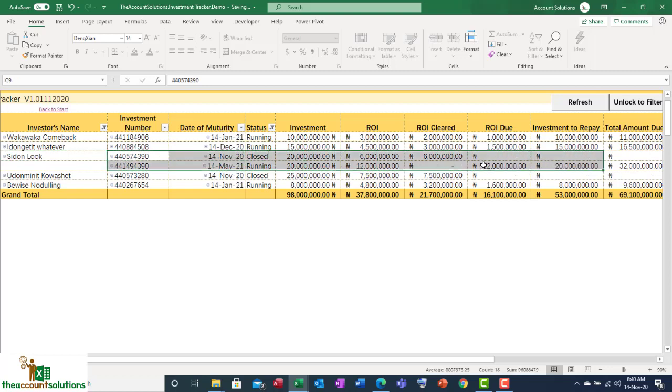You can see them. While one ROI has been cleared, the other one ROI is yet to be cleared. So we are owing this ROI, this investment. Total ROI plus investment owing is 32 million. Total ROI plus investment we are owing is 32 million naira. That is how you roll over an investment. You have to close out the old investment and you also roll over. So if you have any confusion, refer back to the clip on how you roll over an investment and you clear the confusion you are having. But we can see this investor now has 2 investments. One is closed out and one is still running.